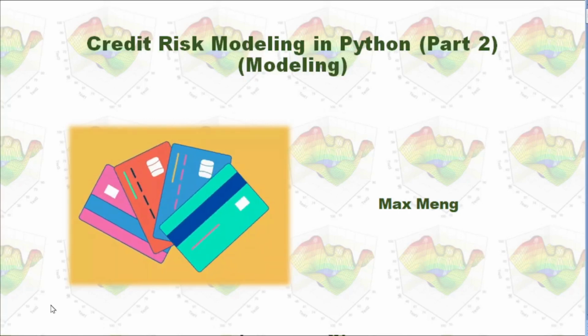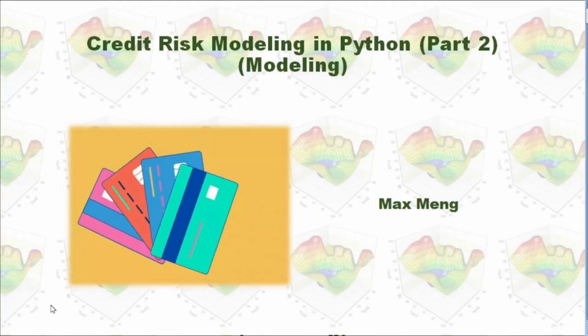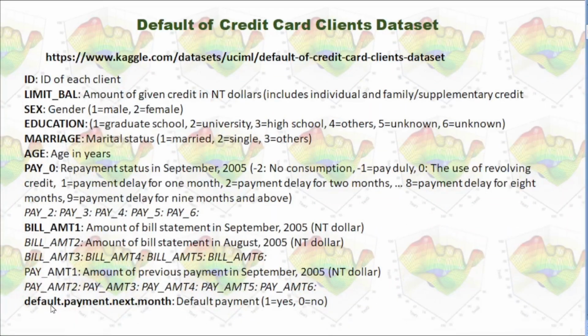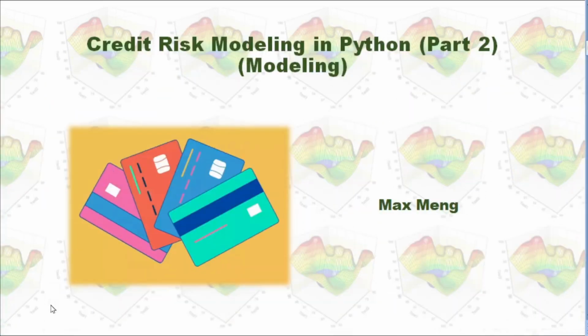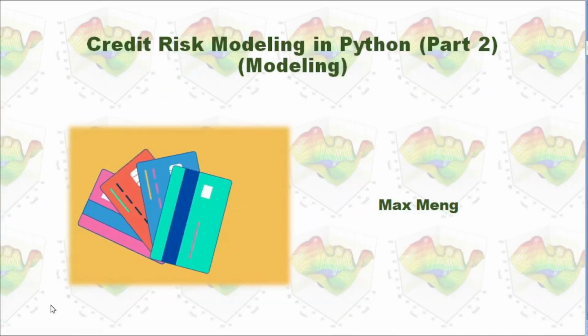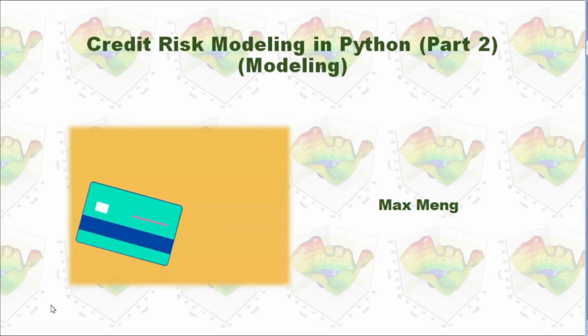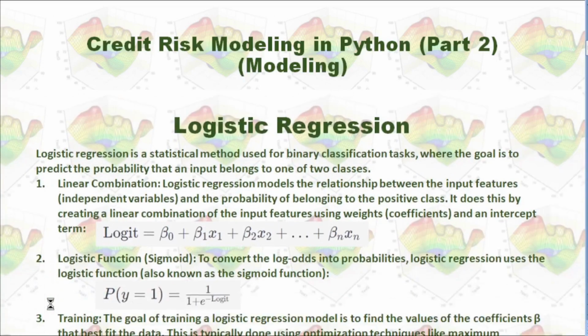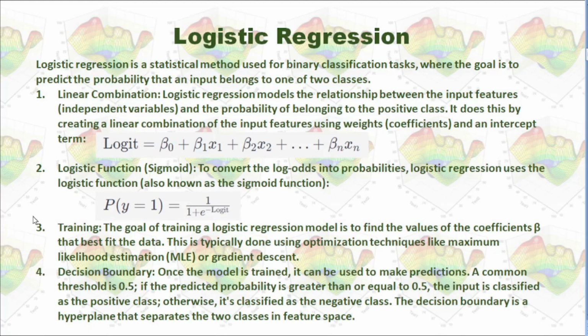In my previous video, I talked about the data preparation part for my credit risk modeling. In this video, I'm going to talk about the modeling part for my credit risk model. First method I'm going to use is logistic regression.